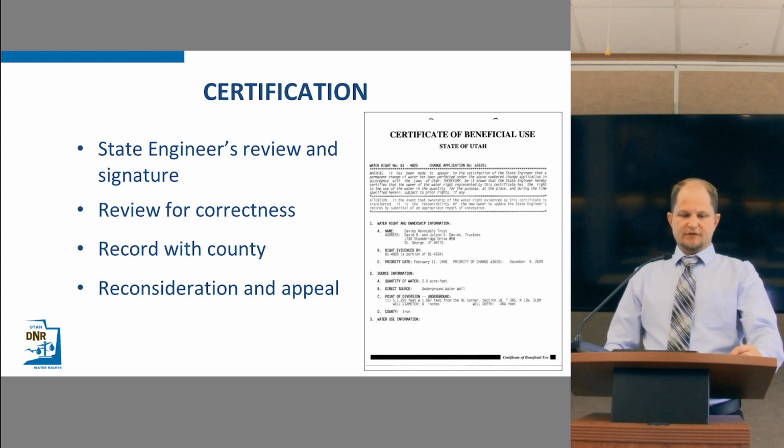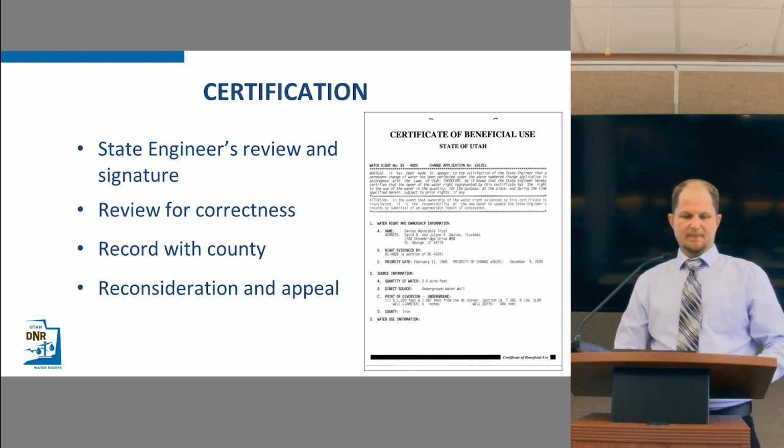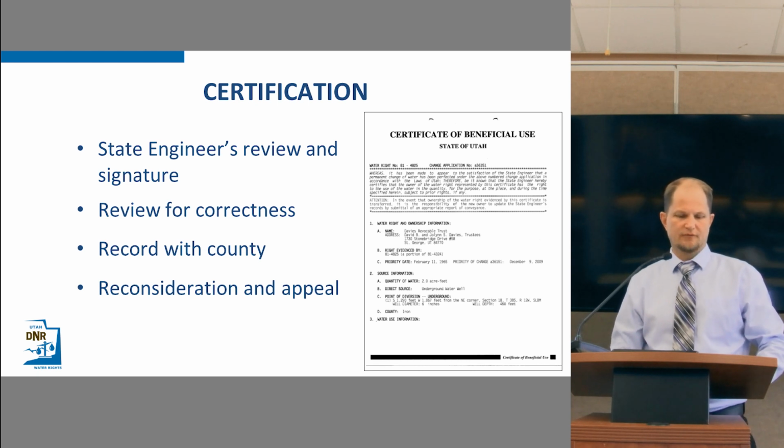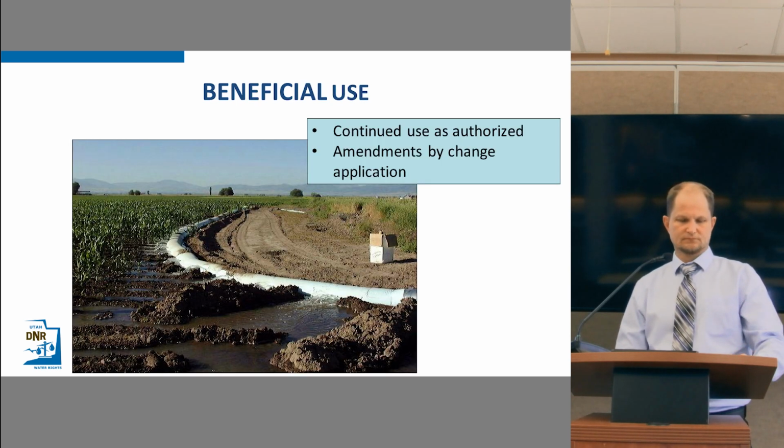Once you receive your certificate, you are responsible for the accuracy of the certificate and to continue using the water for the uses that are certificated. If you want to change the nature of use, place of use, or point of diversion, you will need to file a change application. The water user may choose to record the certificate with the county recorder's office. So that concludes an overview of proof of beneficial use.